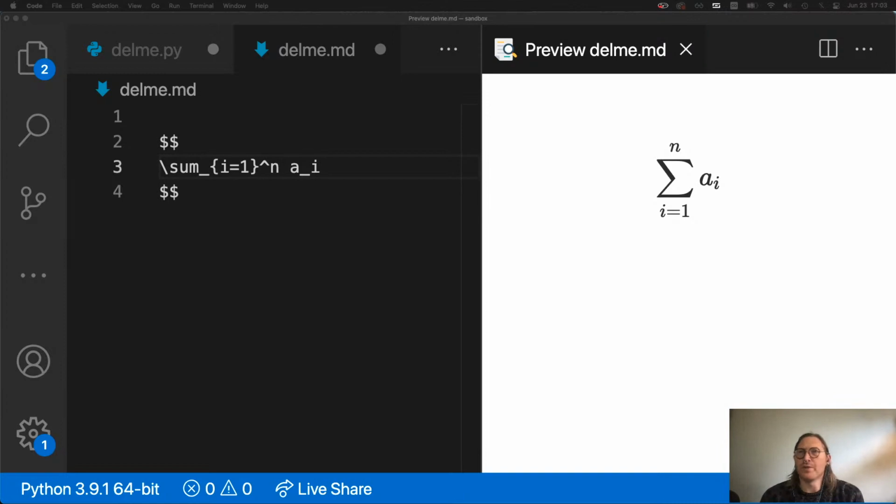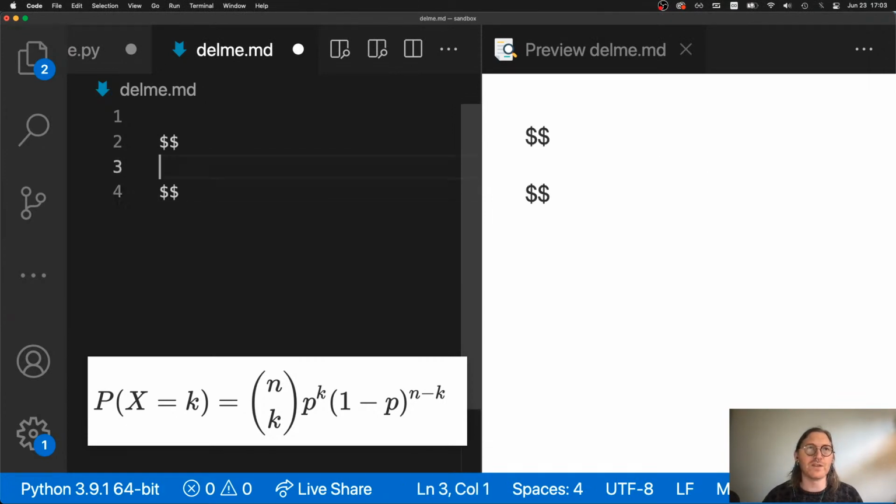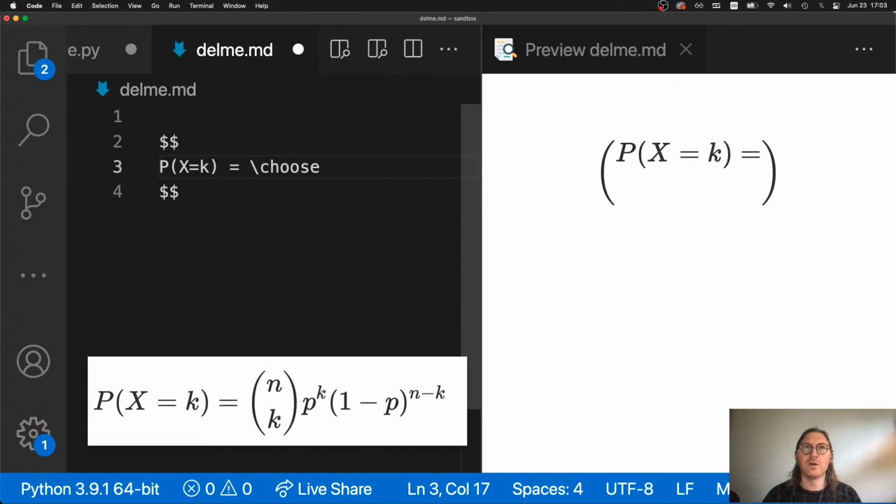Yeah, the more you play around with MathJax and LaTeX, the better able you are to represent formulas. So as an example, let's take that binomial PMF and translate this into MathJax. So it's here. That's what it looks like symbolically. If I start writing this out, the probability that X is k, so we're on our way already. And then I think this is just choose. Just this, n and k.